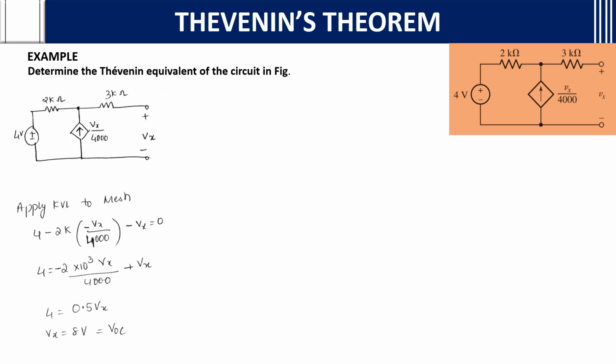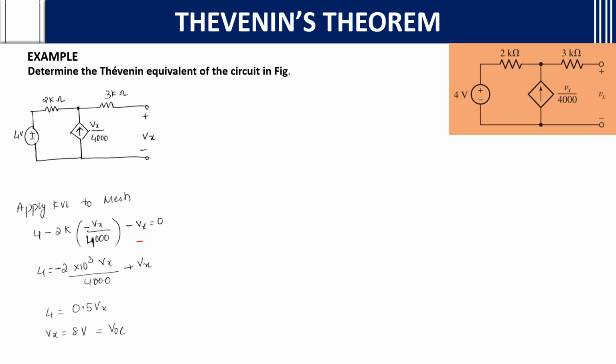As you can see, there is no current in this, 0 amperes going. So what happened? This resistance can be not considered. So if you apply KVL by removing this resistance, what will you get? 4 minus 2k into the current, minus 4. The current is moving in this way, because there is no current passing through that 3 ohm. But the direction in the question is opposite. So minus Vx by 4000, R into I, minus the other voltage, which is minus Vx, equals 0. After doing this, you will get Vx, that is, the open circuit voltage, equal to 8 volts.